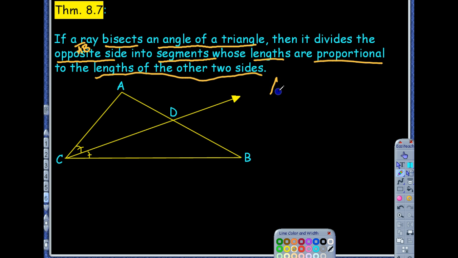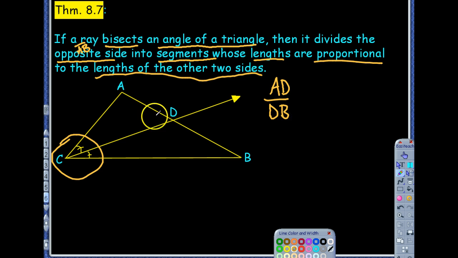First of all, this is where you want to think about what you have to be given. You have to be given an angle bisector, right? I want to stress that because sometimes we see this and forget about that. So if we don't have an angle bisector, then we can't use this. Exactly. All right, so AD to DB.